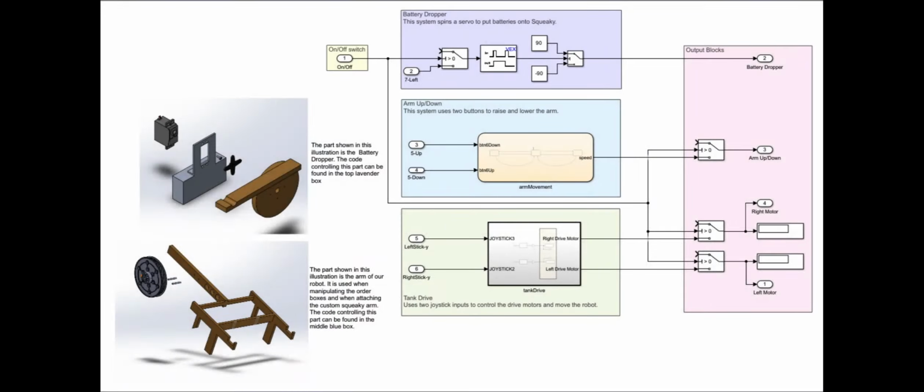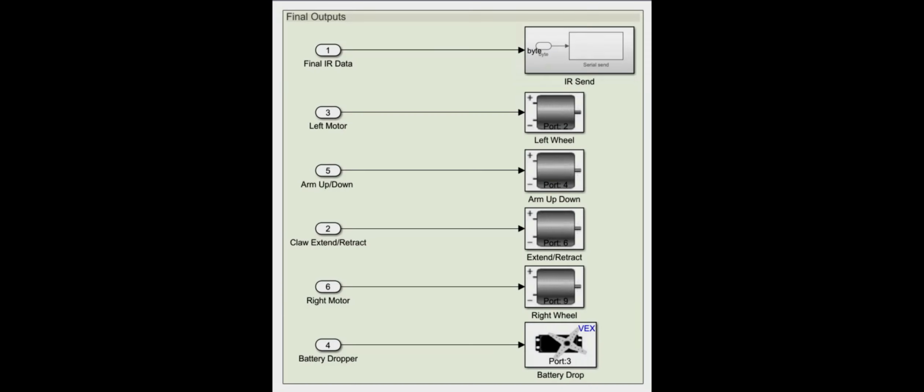Next, we go to the game field mode. The field mode is made up of 3 blocks, tank drive, arm movement, and battery dropper. Tank drive allows the 2 joysticks to move the wheels directly, arm movement uses inputs from button 5 up and 5 down to raise and lower the arm, and battery dropper uses button 7 left to spin a servo from +90 to -90. In the final block, all button inputs are converted into physical movement on the robot.